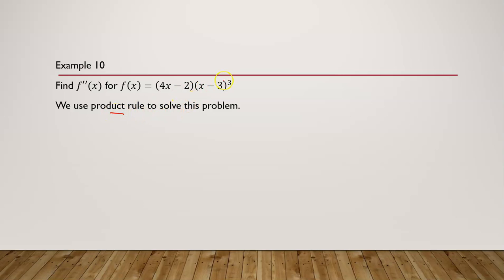It's easier compared to expanding this first, x minus 3 squared, and then you multiply with this and you get a very long polynomial. Okay, you can do that, but it will take time. But we can use the product rule to shorten the time to solve the equation.